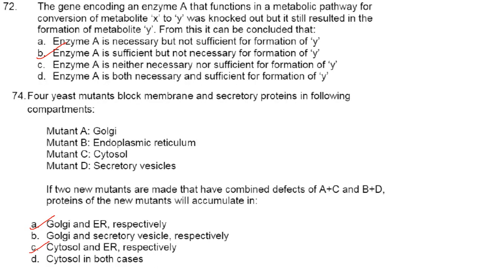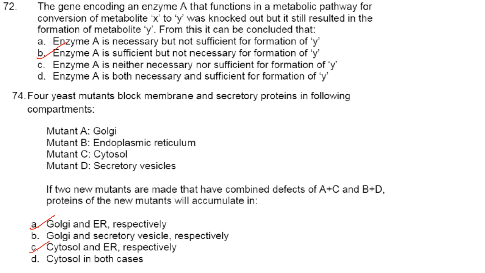So coming to the next question. The gene encoding an enzyme A that functions in a metabolic pathway for conversion of metabolite X to Y was knocked out, but it still resulted in the formation of metabolite Y. From this it can be concluded that the enzyme A is required for the conversion of X to Y.